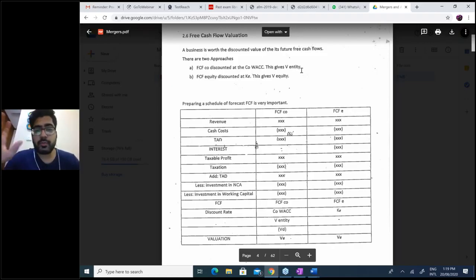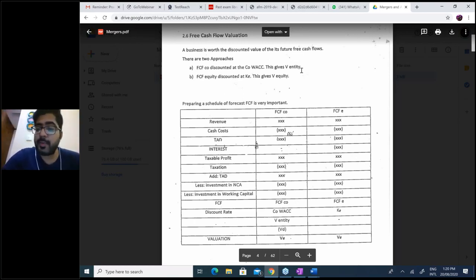In this also, you note down future revenues, deduct future cash cost, deduct future tax allowable depreciation, but you deduct interest here. In FCF to company, there was no interest. That's how you deduct interest. You get taxable profit, then deduct tax, then add back TAD, then deduct investment in NCA, and then deduct investment in working capital. You get FCF to equity.